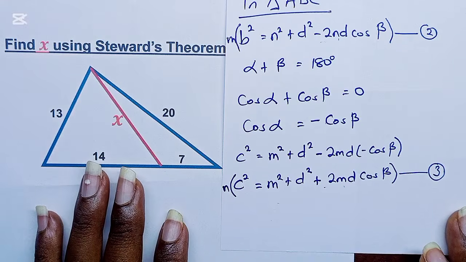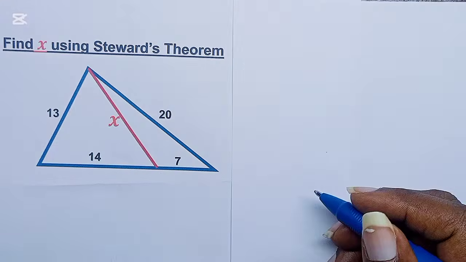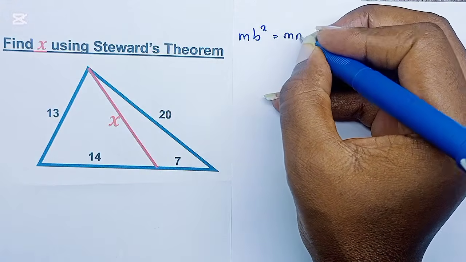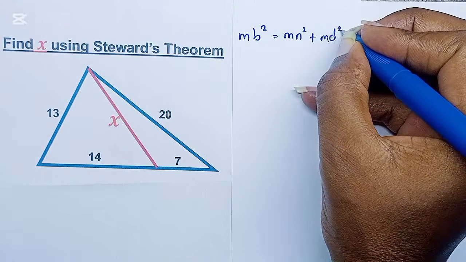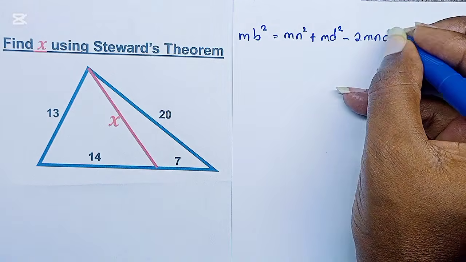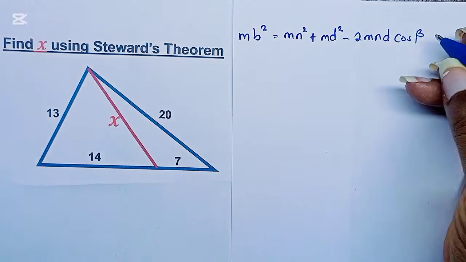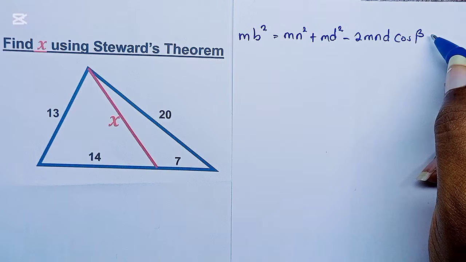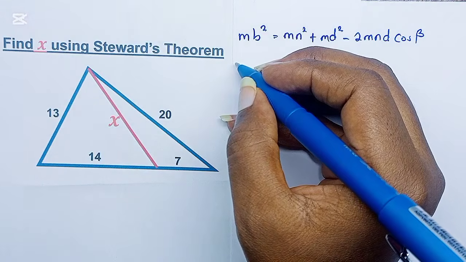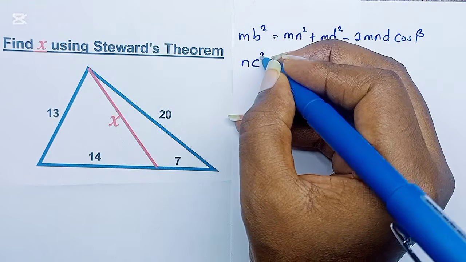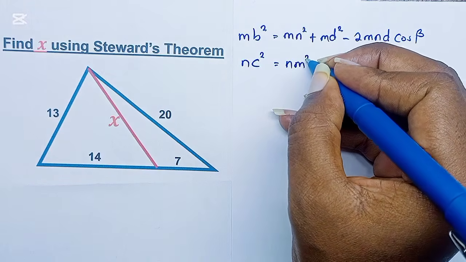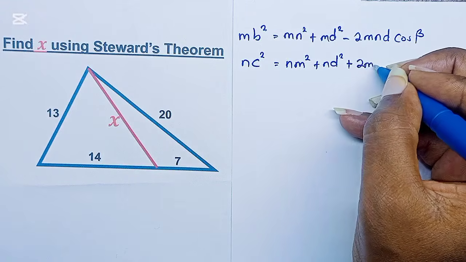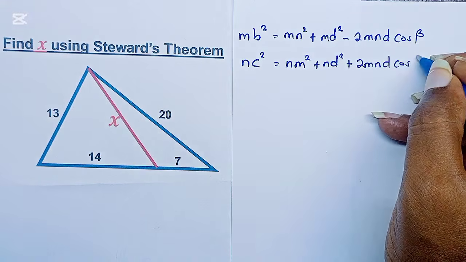And we come up with mb squared is equal to mn squared plus md squared minus 2mnd cos beta. Then also equation 3 becomes nc squared is equal to nm squared plus nd squared plus 2mnd cos beta.